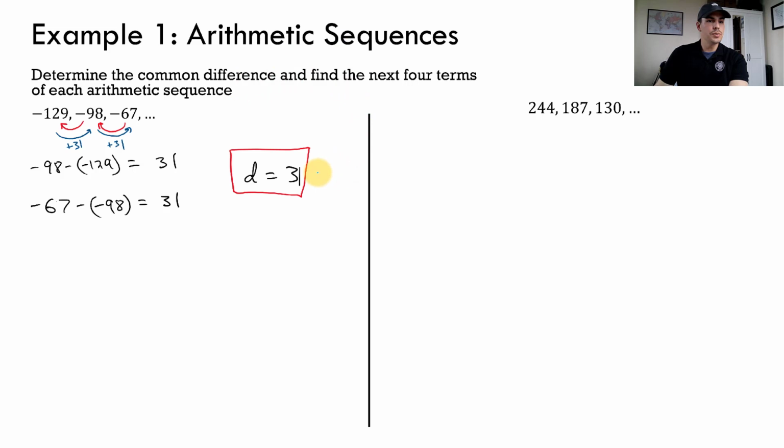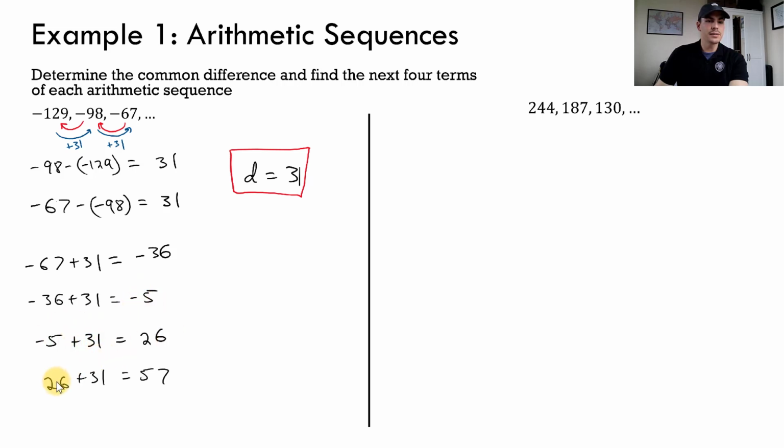Now we would need to just find the next 4 terms of this arithmetic sequence. So we're just going to start off with negative 67. We'll add 31, get negative 36. From there, we'll add 31 again. We get negative 5. From there, we add 31, we get 26. And then we add 31 again, and we get 57. So these 4 numbers here are the next 4 terms of this sequence.